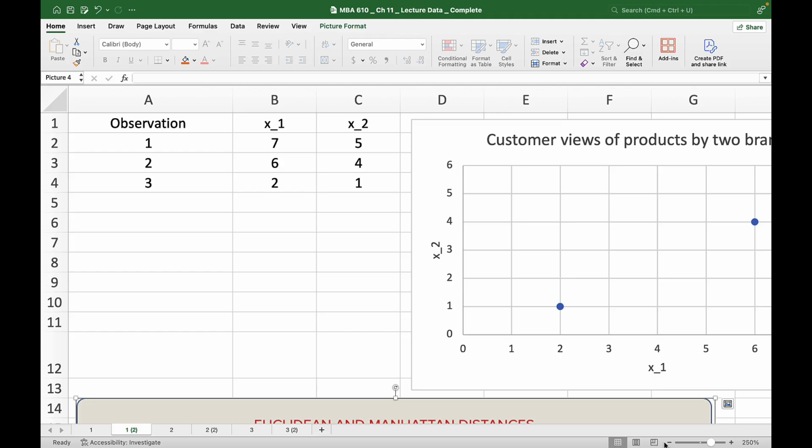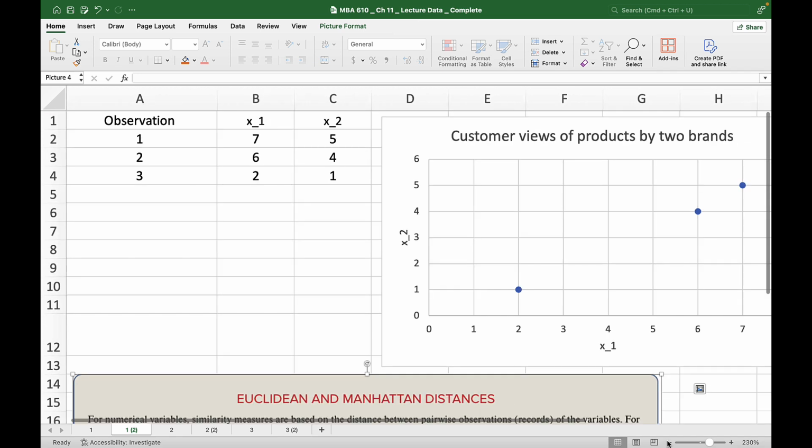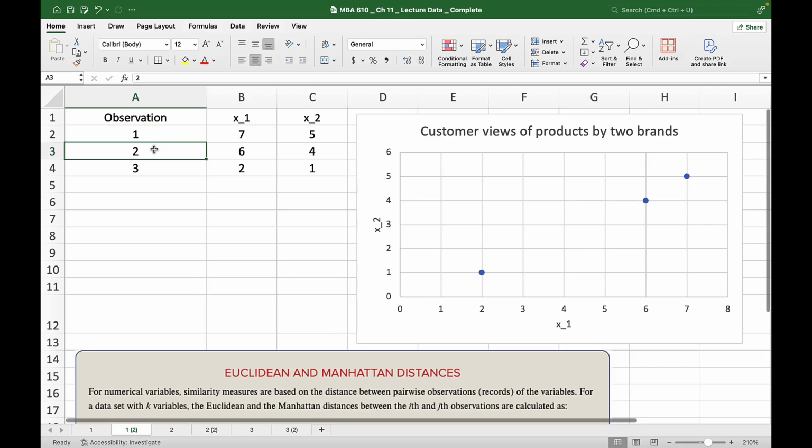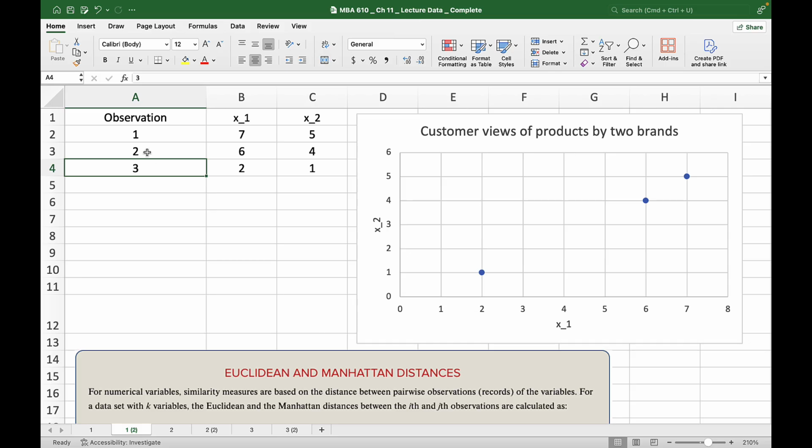We could be using this to cluster cars into similar groups when it comes to performance and fuel economy and designed use, any two types of things. But they have to be pairwise observations. So we'll compare observation 1 with observation 2, then observation 1 with observation 3, then observation 2 with observation 3. And we'll get a measure for how far apart each observation is from each other observation.